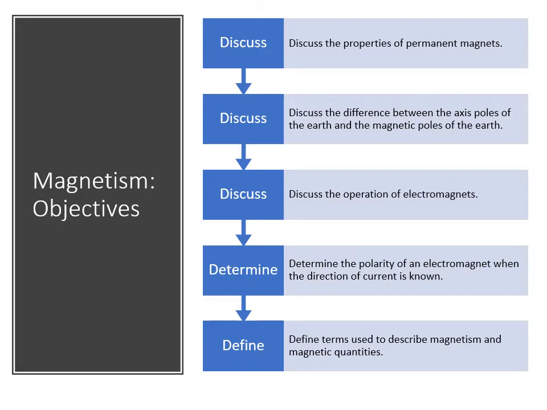Over the course of this presentation, we will look at the different properties of permanent magnets. We will also look at compasses and the application of some magnets. We will then look into electromagnets. We will then try to determine the polarity of an electromagnet when we know the direction of the current. Throughout the presentation, we'll look at a various number of definitions used to describe magnetism and magnetic quantities.